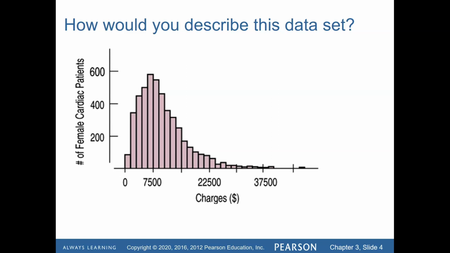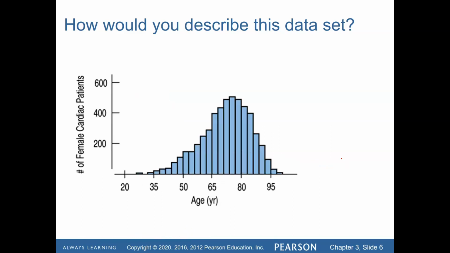How would you describe this data set? This data set is skewed right. Hopefully if I draw this line in there, you kind of see it's skewing to the right. How would you describe this data set? This data set is skewed left. If I draw this shape in here, you can see it's skewing to the left.